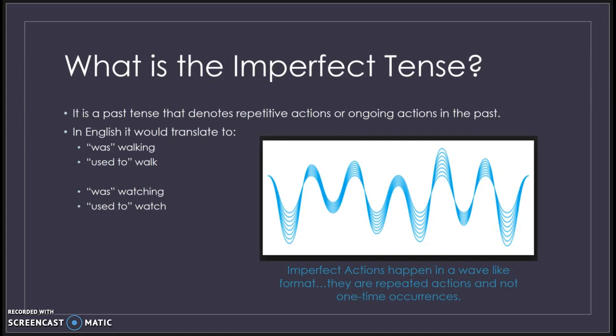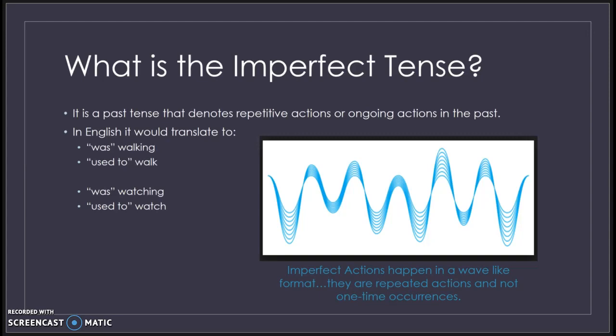So in English, we would loosely translate these to be "was" or "used to," such as "he was walking through the park." That was ongoing, but in the past. Or "they used to walk through the park on their way home from school." And that denotes that this walking through the park didn't happen just one time. It was a habitual thing.